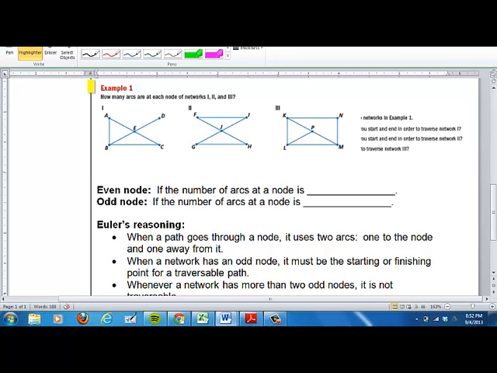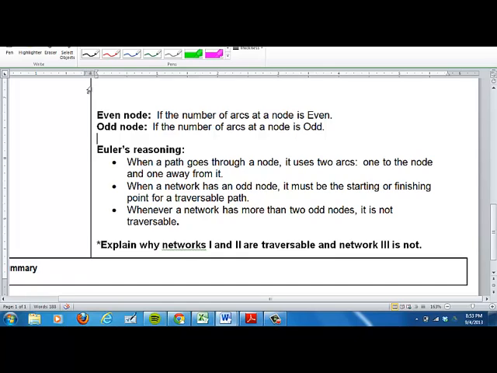What he did is he looked at whether a node was what we call an even node or an odd node. The way he determined that was the number of arcs that come into that node. We would say a node is an even node if the number of arcs at the node is even, and a node is an odd node if the number of arcs at the node is an odd number. By doing this, Euler was able to come up with a reasoning for determining if a network was traversable or not traversable.